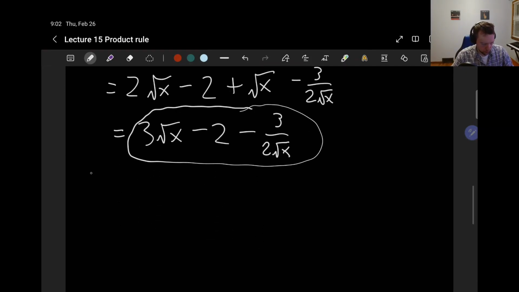I would like to do one more, and then we'll still see this come up a little bit in the next video with quotient rule. But I think three examples might be enough for this video.